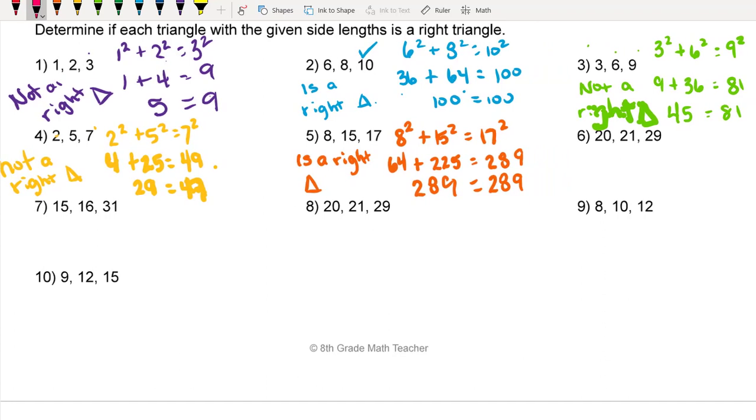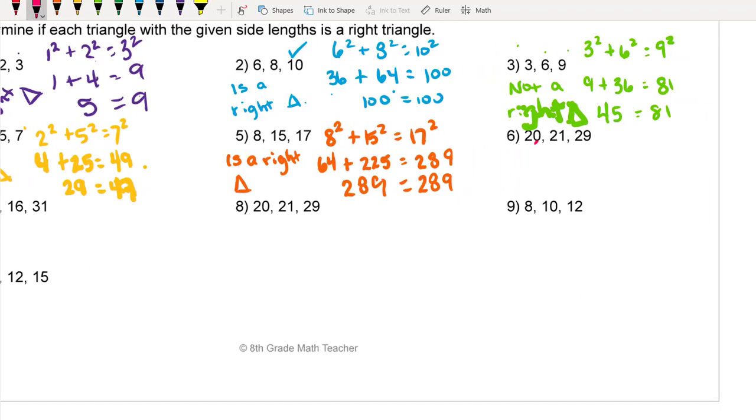(20, 21, and 29). Already in order from least to greatest, so 20 squared plus 21 squared equals 29, the hypotenuse squared. 20 squared is 400. 21 squared is 441. And 29 squared is 841. So 400 plus 441 is 841, which is what we have on the right side after we square the hypotenuse.